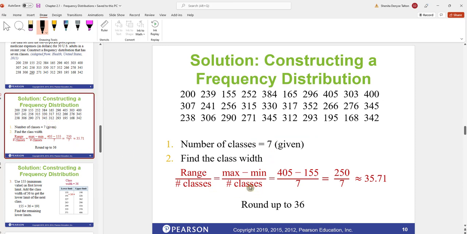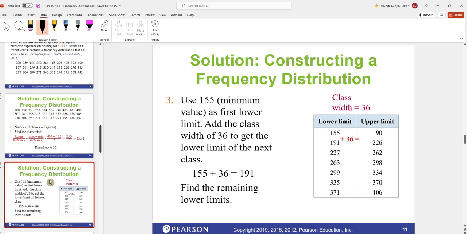So to figure out the class width, I'm going to take the maximum number, which is 405, and subtract off the smallest number in the data set, which is 155. I'm going to divide that by 7, and as you can see, I get 35.71. So I'm just going to round that up to 36. That's a whole number, easy to work with.